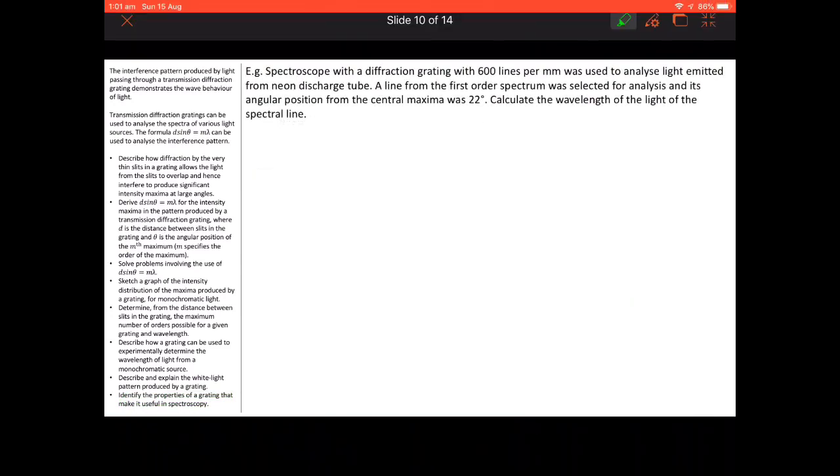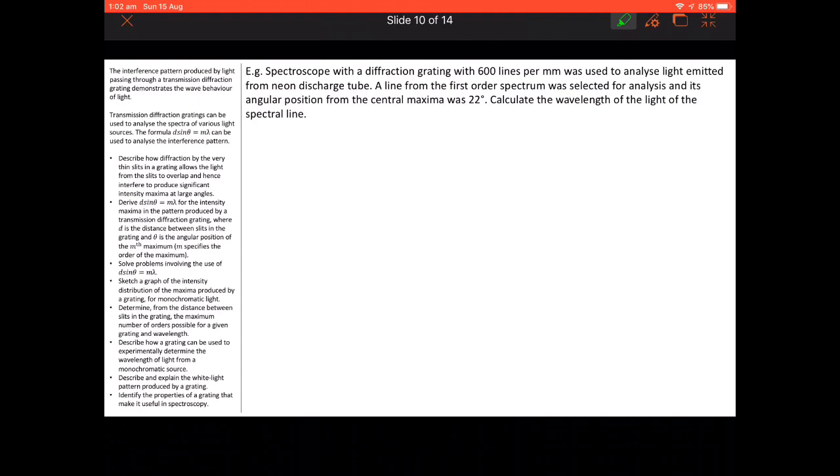So I'll do an example now. A spectroscope with a diffraction grating with 600 lines per millimetre was used to analyse light emitted from a neon discharge tube. A line from the first order spectrum was selected for analysis, and its angular position from the central maximum was 22 degrees. Calculate the wavelength of the light of the spectral lines. So we can apply our knowledge of spectroscopy with our path difference equation as well as our diffraction grating equation.